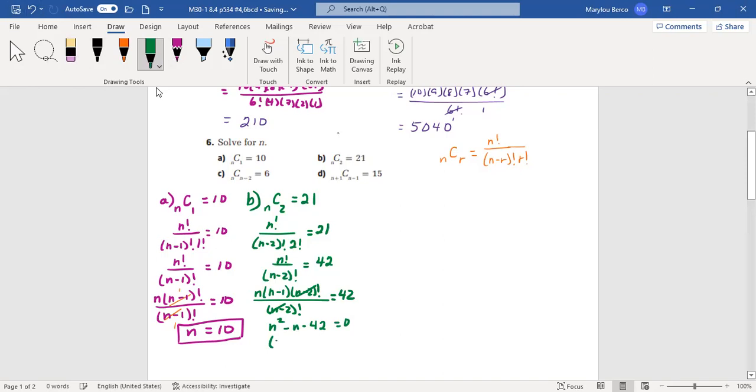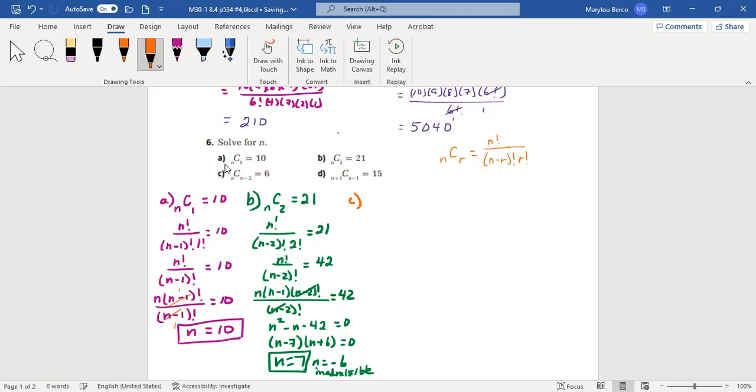Factoring that out, we have n minus 7 by n plus 6 equals 0, so n equals 7, n equals negative 6. Now the values in our combination cannot be negative, therefore it is 7. Or you could say n has to be greater than 2. So therefore n equals negative 6 is inadmissible. Okay, let's try another one.